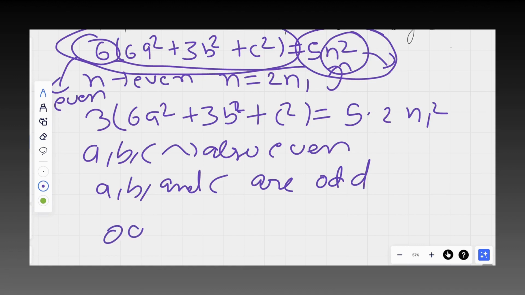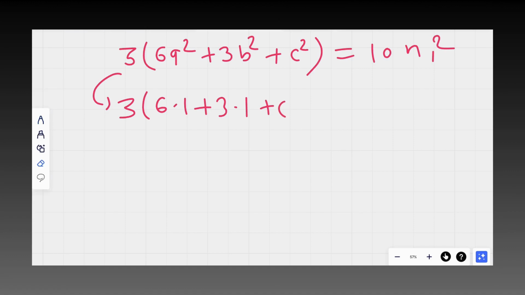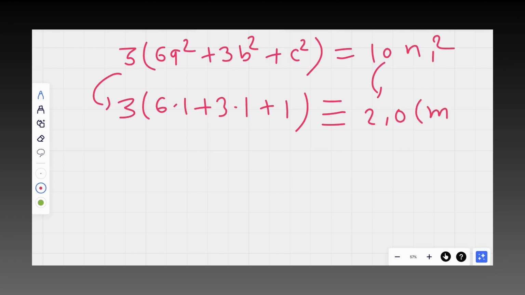and use odd square is congruent 1 mod 8. And now we will take mod 8 both sides. So this side will become 3 into 6 into 1 plus 3 into 1 plus, sorry, here also 1 is congruent either 2 or 0 mod 8, because n1 can be even or odd also.